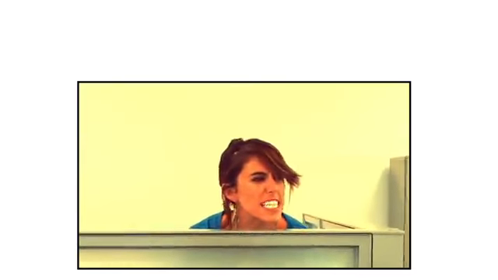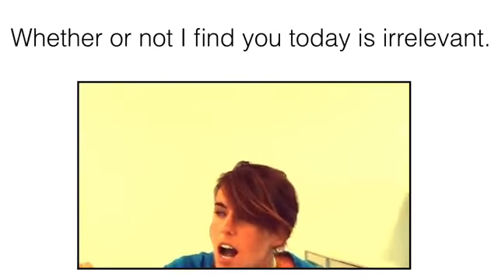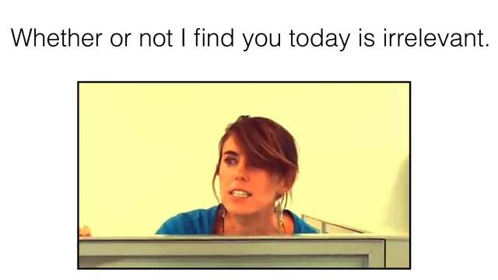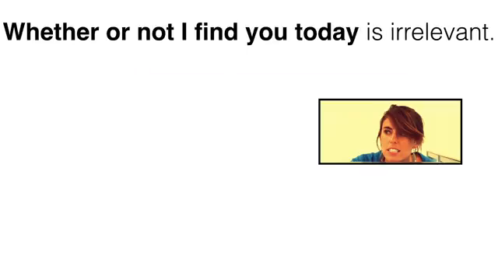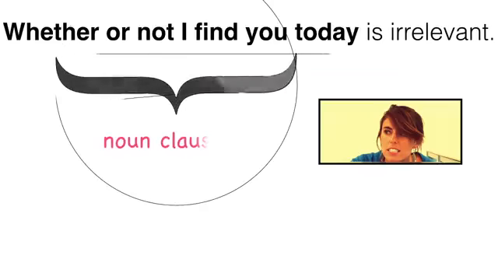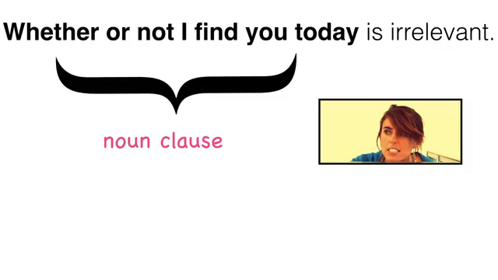Whether or not I find you today is irrelevant. I will find you eventually. Can you find the noun clause in this sentence? That's right. Whether or not I find you today is the noun clause. And what job does it have in this sentence? Is it an object or a subject? Well, it's clearly a subject because you see the verb is and the rest of the predicate, irrelevant.